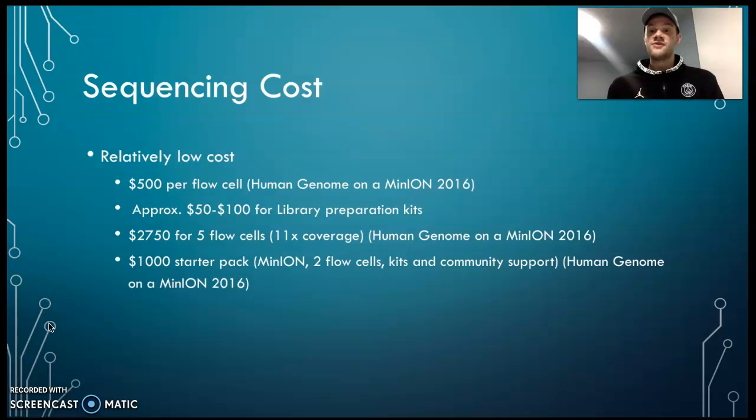The company actually ran 5 flow cells at once at 11x coverage, and coverage is defined as the number of sample nucleotide base sequences aligned with specific loci in a reference genome. And this is calculated by taking the read length in base pairs, multiplying it by the total number of reads produced by the sequencing, and then dividing that by the haploid genome length. So at 11x coverage, 5 flow cells ran for $2,750. Now at $500 per cell plus $50 to $100 per kit, it stayed pretty on cost.